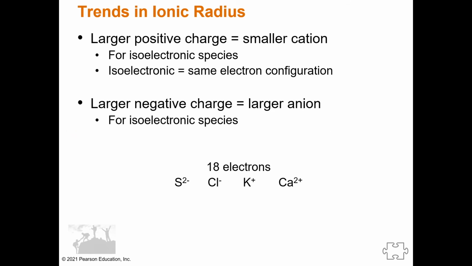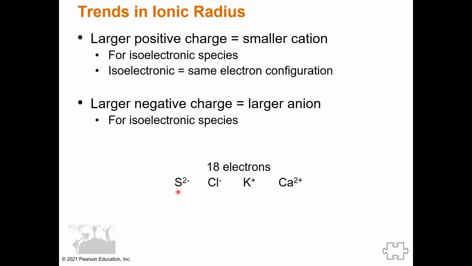When comparing ions that have the same type of charge, we really have to look at things that are isoelectronic. And that just means that all those species have the same electron configuration. Here's an example. All four of these ions have 18 electrons. Which one is going to be the largest in the group? Well, that'll be S2-. The trend is the larger the negative charge, the larger the anion.